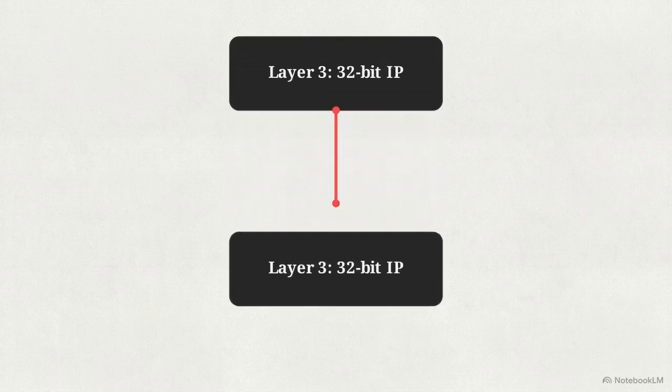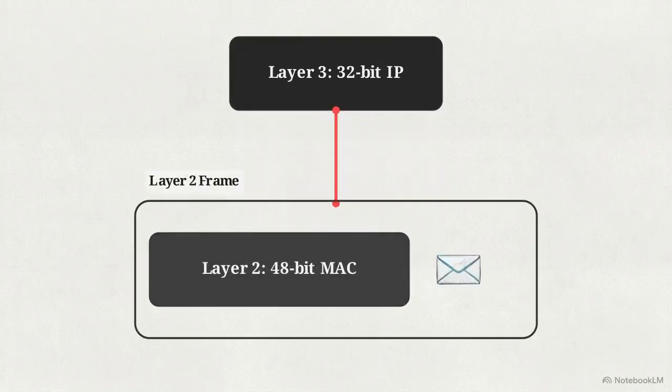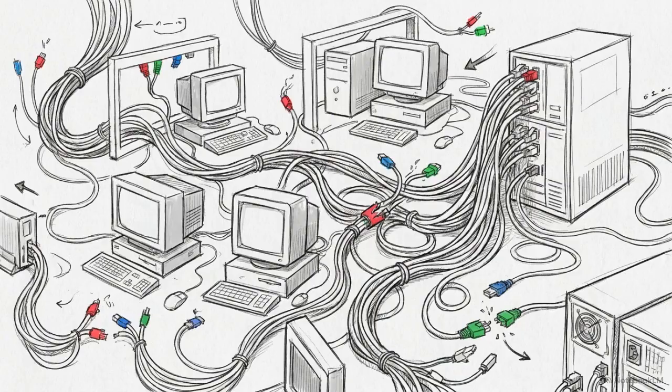ARP operates as the strict mechanical bridge between OSI Layer 3 and Layer 2, translating a 32-bit IP address into a 48-bit MAC address. The host encapsulates the packet into a Layer 2 frame, so data can traverse the physical network. In the early days of the TCP/IP protocol suite, local networks were heavily fragmented.